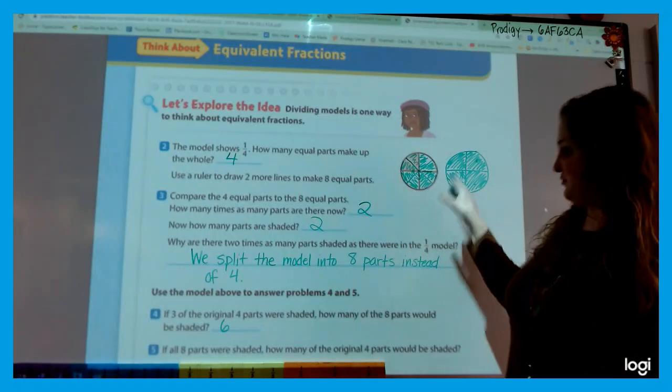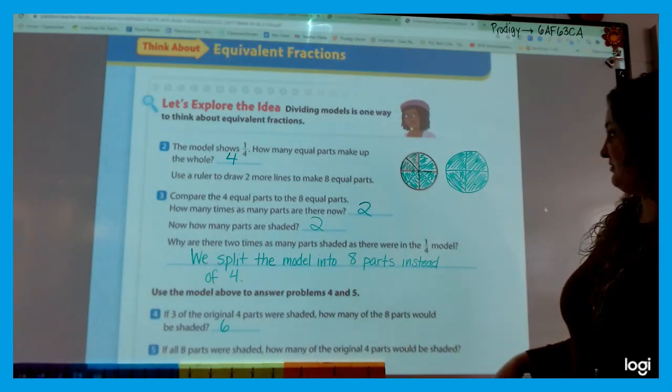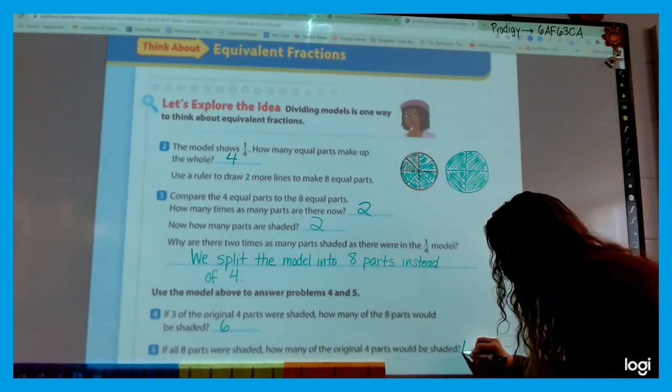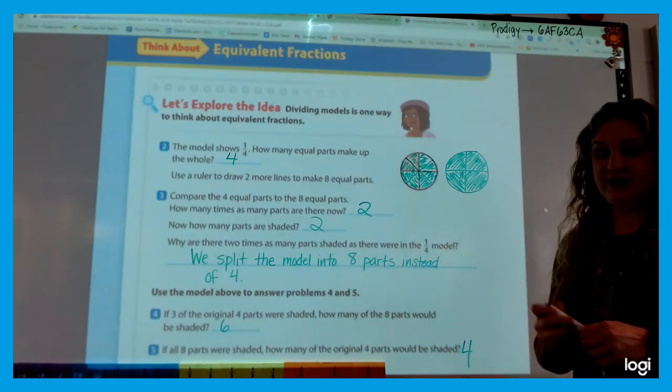So if all 8 parts were shaded, how many of the original 4 parts would be shaded? All 4, right? And your line is down below. I can't see it. So 4 would be shaded.